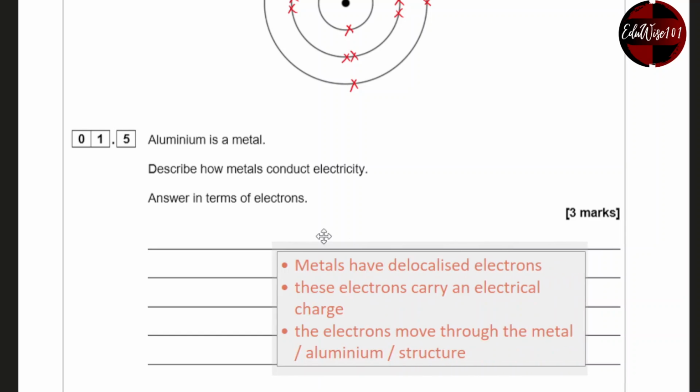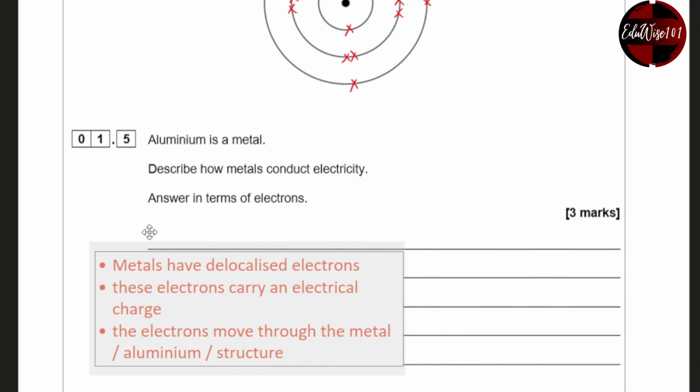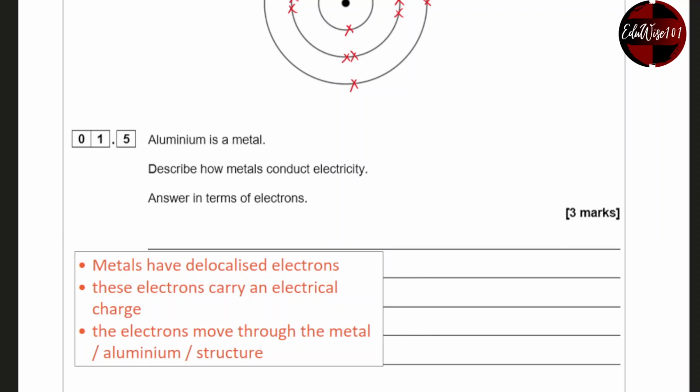So the answer: metals have delocalized electrons. These electrons carry an electrical charge. You could say it's negative as well. The electrons move through the metal or the aluminium or through the structure.